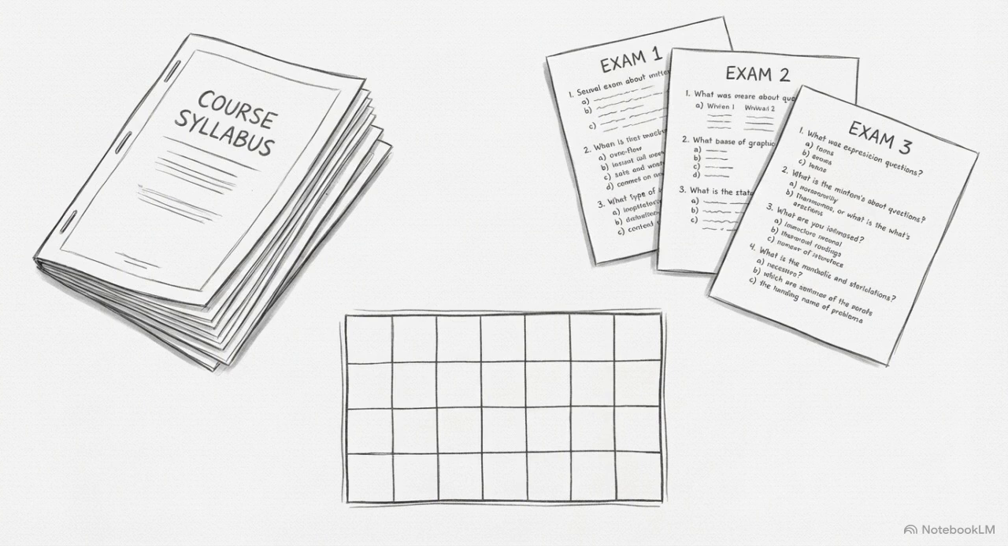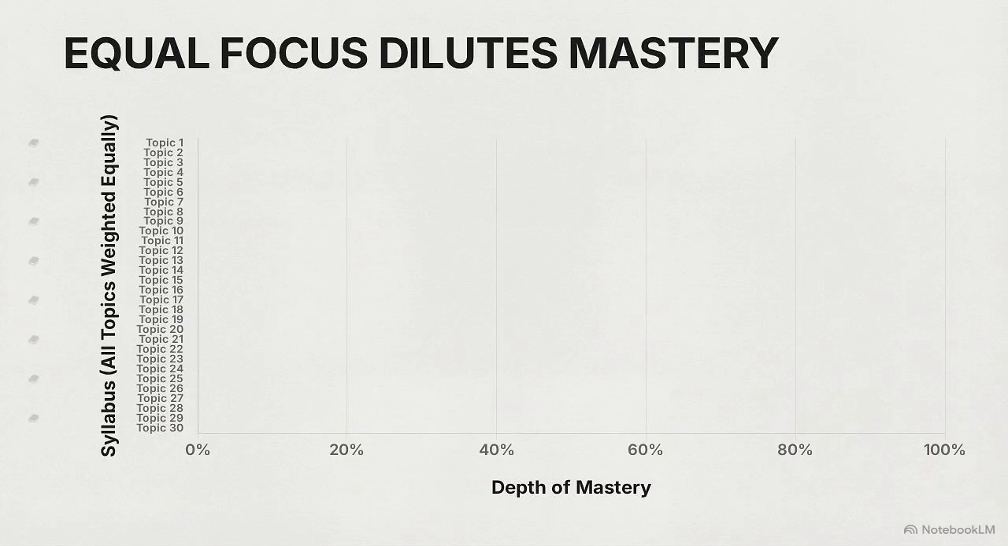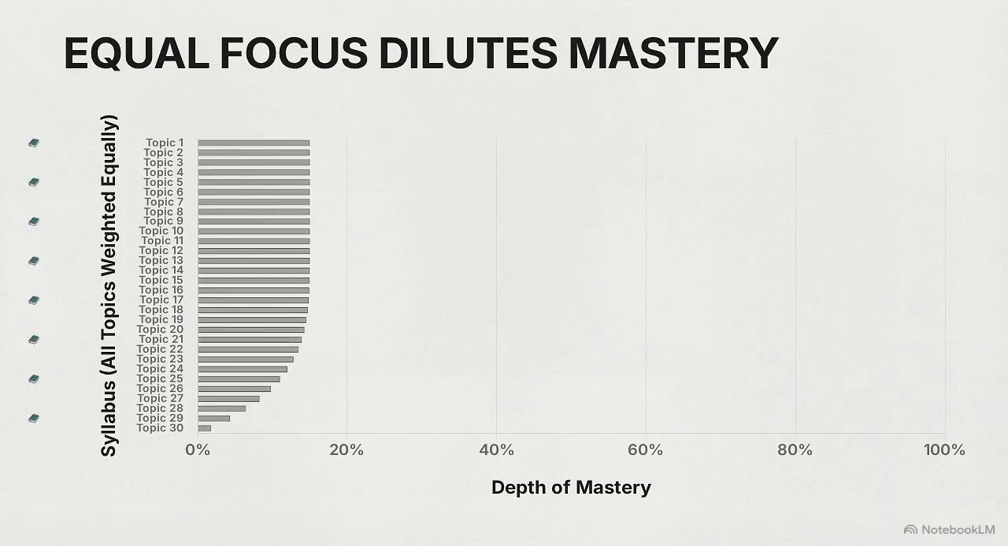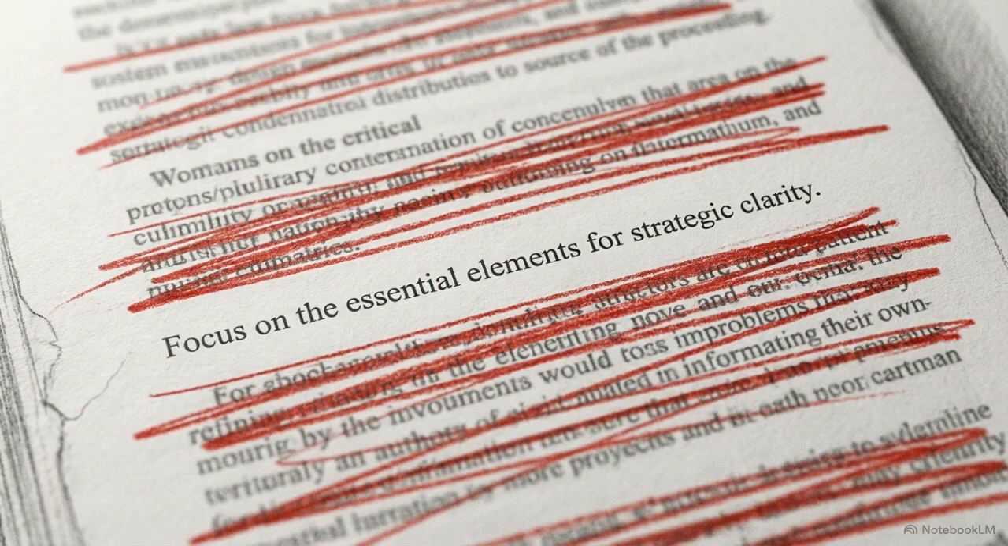To execute this, you need 3 assets: your complete course syllabus, 3 years of past exam papers, and a blank 14-day calendar. The most common cause of failure is attempting to memorize everything. Treating all data as equal dilutes your ability to master the concepts that actually matter. Academic success is the result of ruthlessly identifying and eliminating non-essential information.